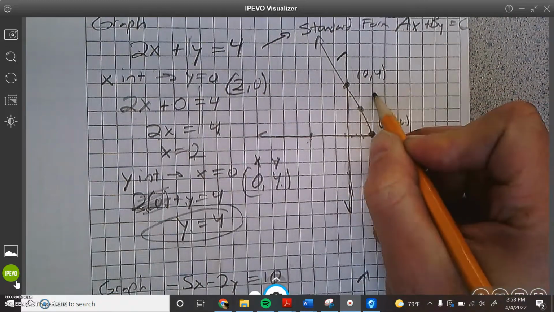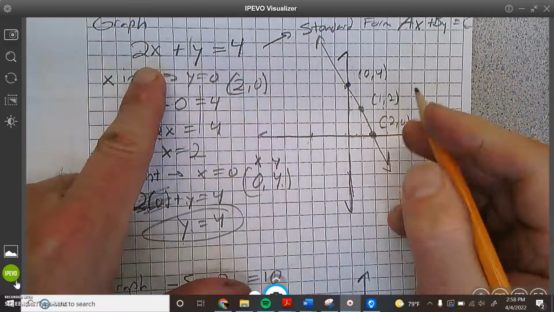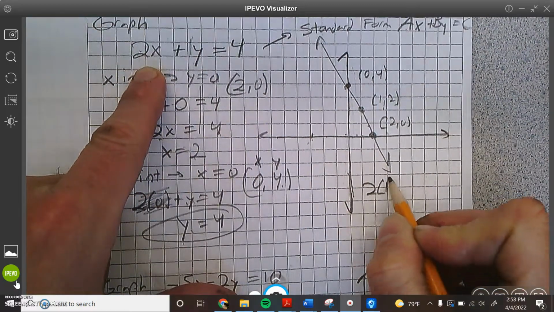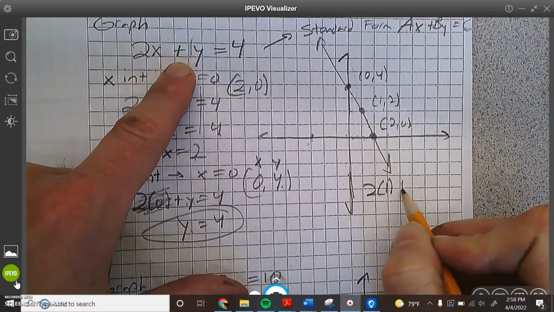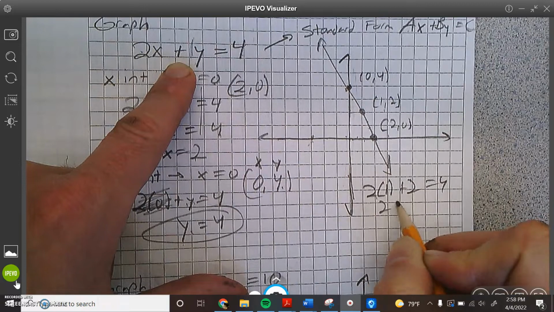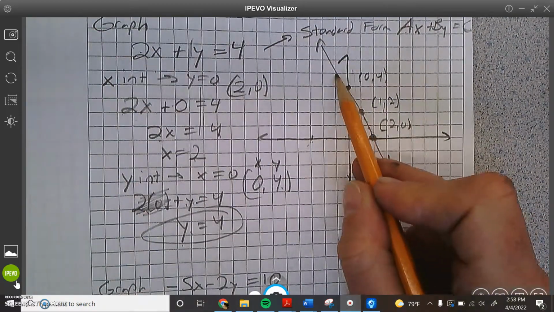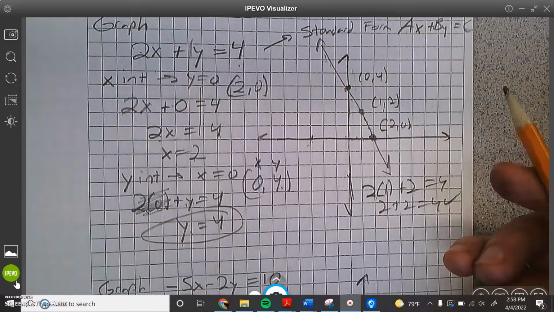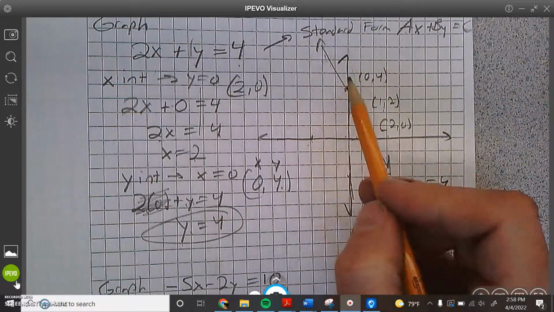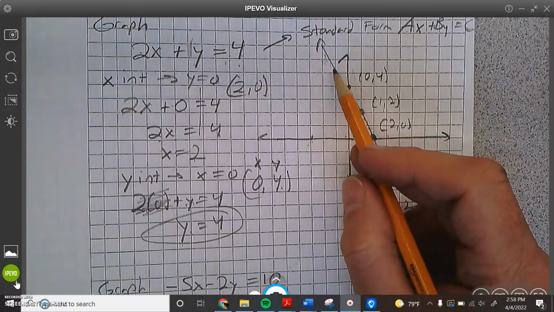So this is 1, 2, and that should also work. When x is 1, 2 times 1 plus y is 2, does that equal 4? Yeah, 2 plus 2 equals 4. So any point on this line works in this equation, is a solution to that equation. There we go. And there's also a bunch of other ones too, right?